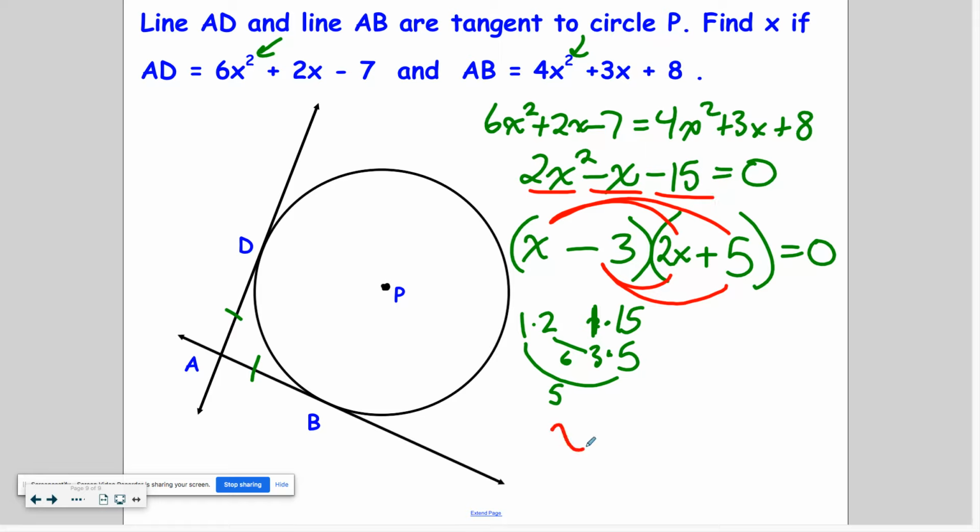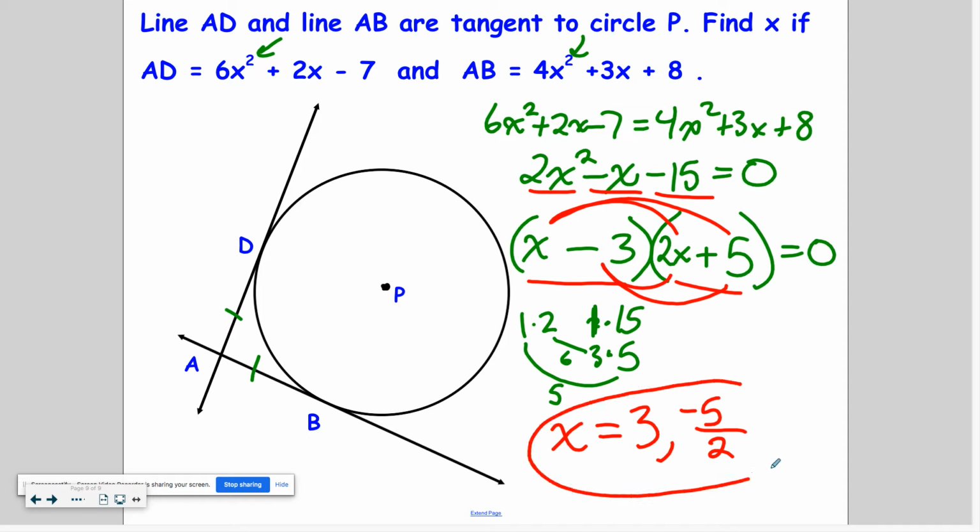Okay, solutions. What's going to make this 0? Well, if x was 3, it would make this first part 0. And if x was -5/2, it would make the second part 0 here. So those are my solutions.